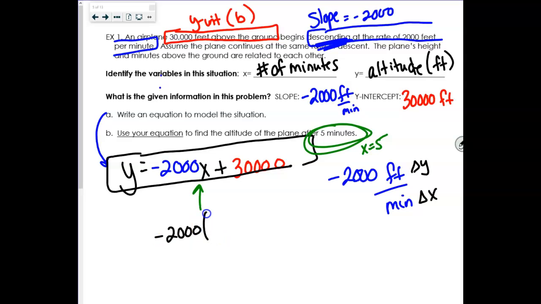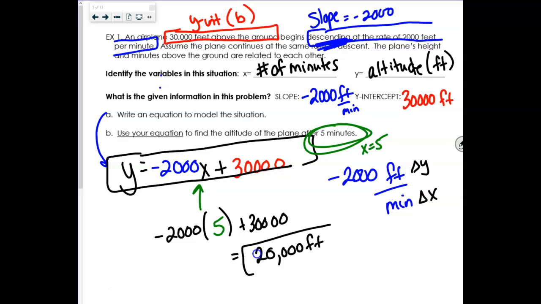Negative 2,000 times 5 plus 30,000. What is that, 20,000 feet? And I know this was kind of a lame example because planes don't fly linearly, so it's kind of a stupid example, but the idea is the same.